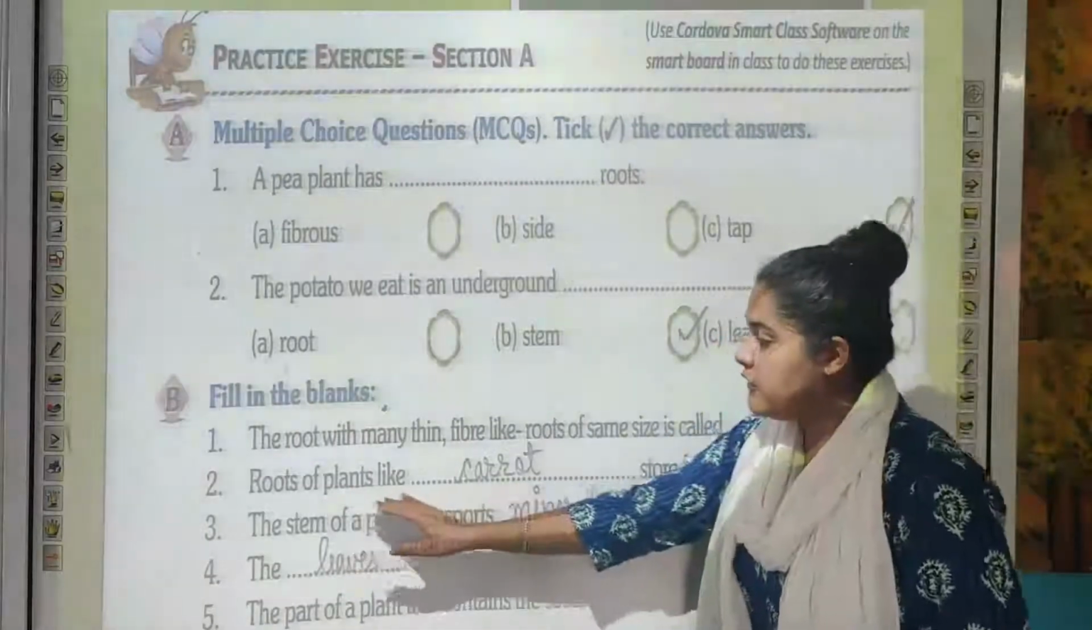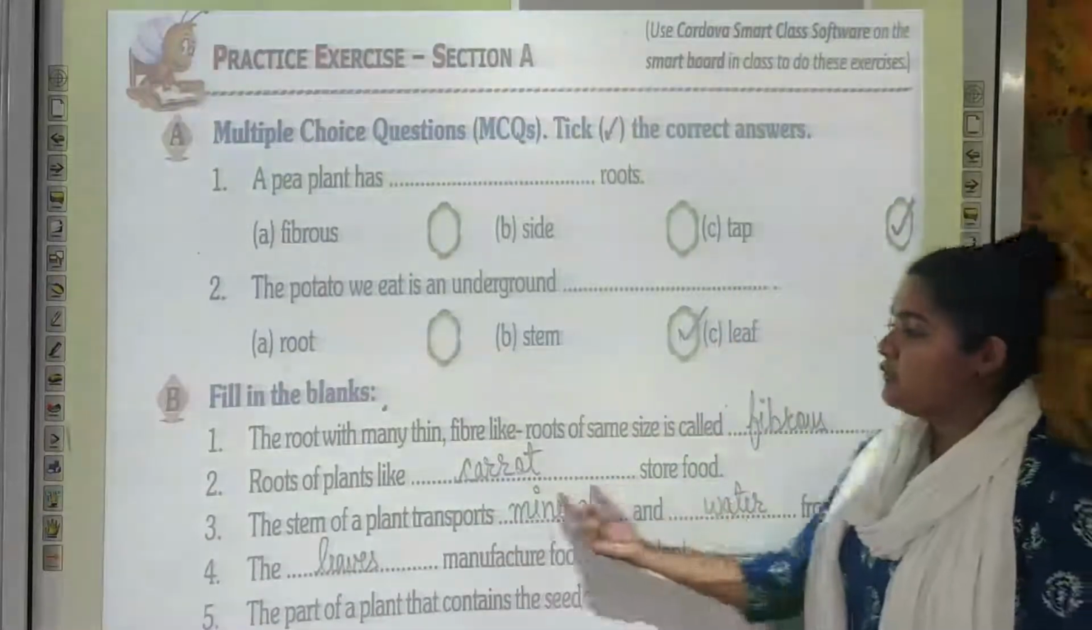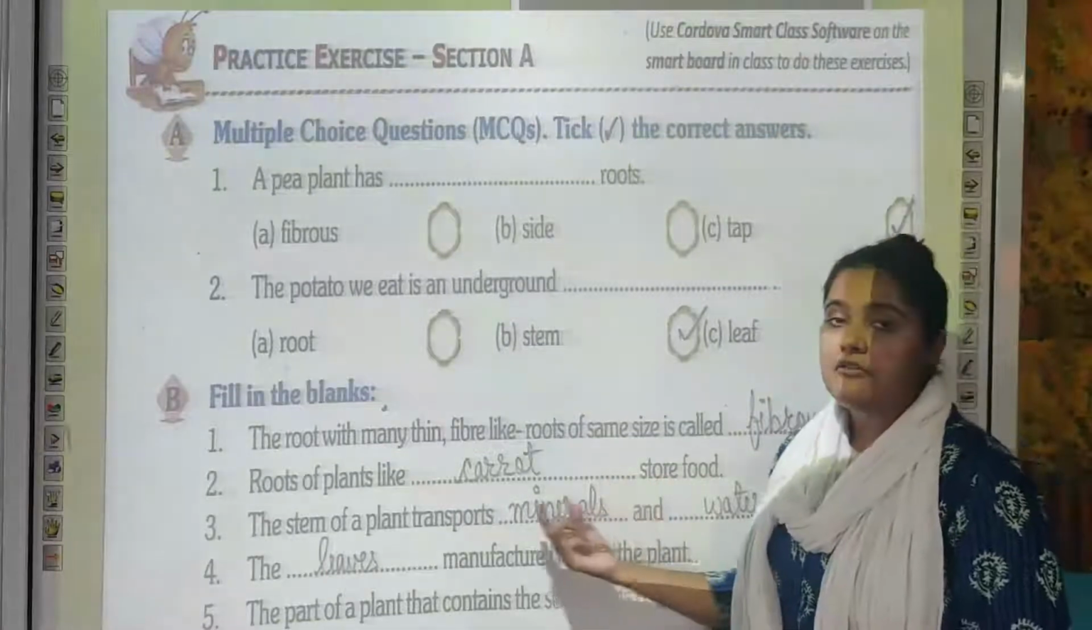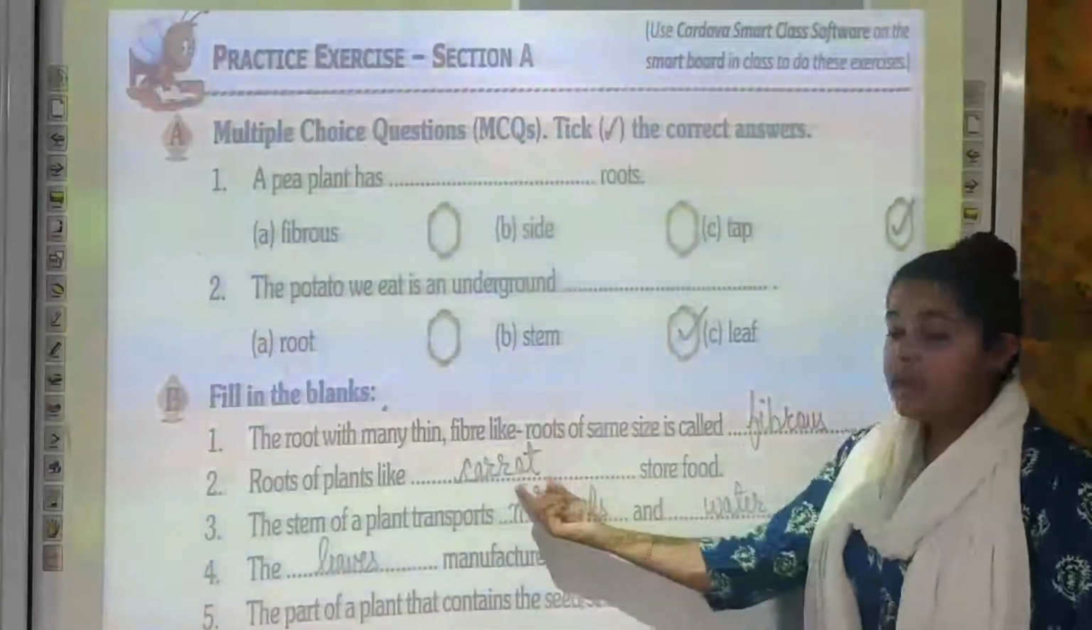Next, the roots of plants like dash store food. Which plant has roots that store food? Carrot.